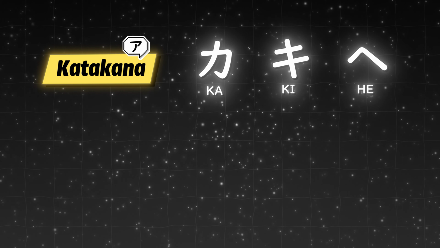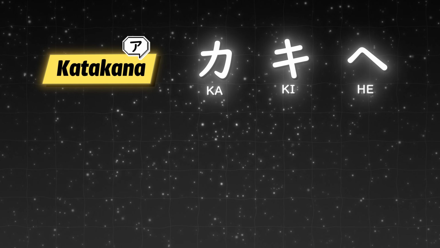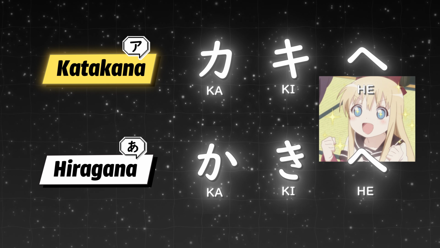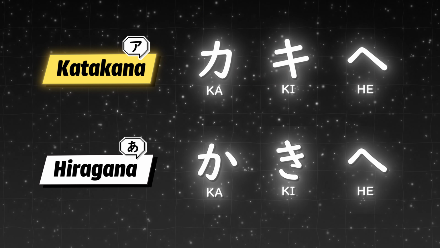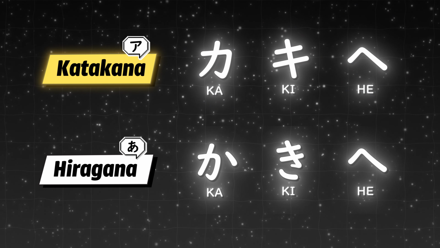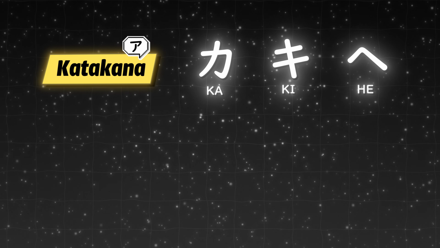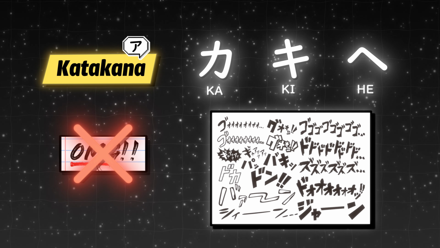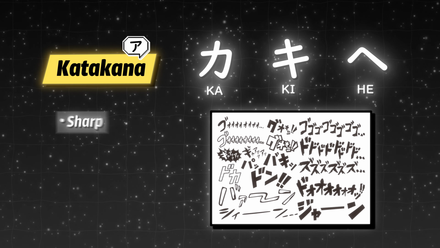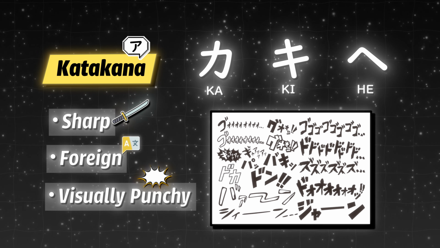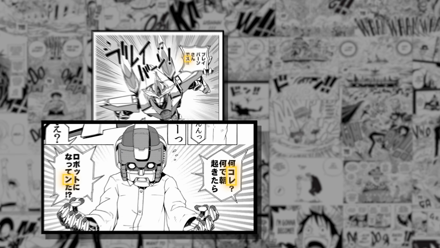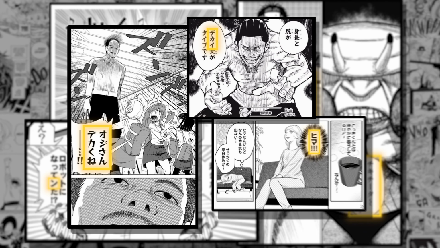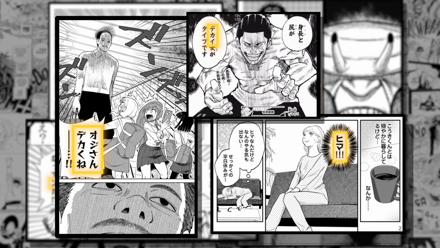Now, aside from the sound aspect of katakana, visually, some katakana look very similar to their hiragana counterparts, which helps make them easier to learn. But in general, katakana have sharper edges than hiragana. So similarly to capital letters, katakana can be used for stylistic choices. But instead of a feeling of a loud sound like, oh my god, katakana makes words feel sharp, foreign, or visually punchy. For example, you'll often see robots or aliens in manga speak in katakana, or you'll see katakana used to emphasize certain words or exclamations.